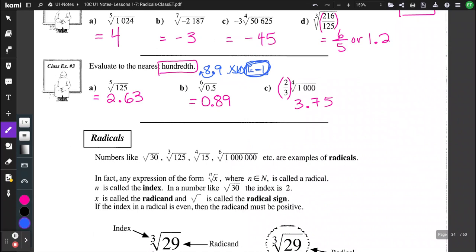Okay, so check your work and make sure you got the exact same numbers. Again, like I said, look for the ones in scientific notation. Okay, that guy was in scientific notation.